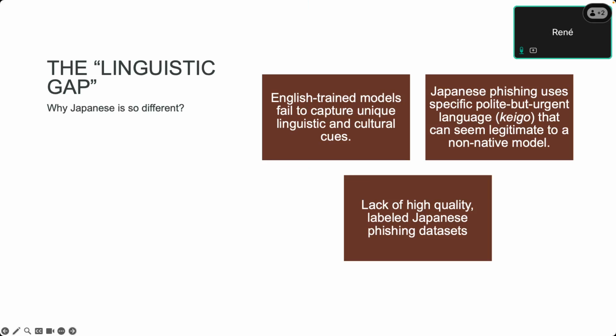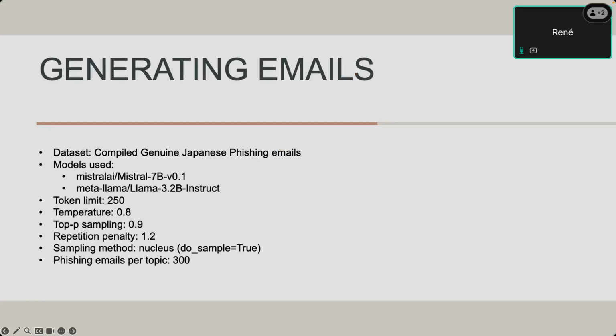They do exist. Phishing emails exist in different languages, but we haven't taken the time to collect them and compile them in a whole dataset. So the first step is generating the emails. How do we do this?